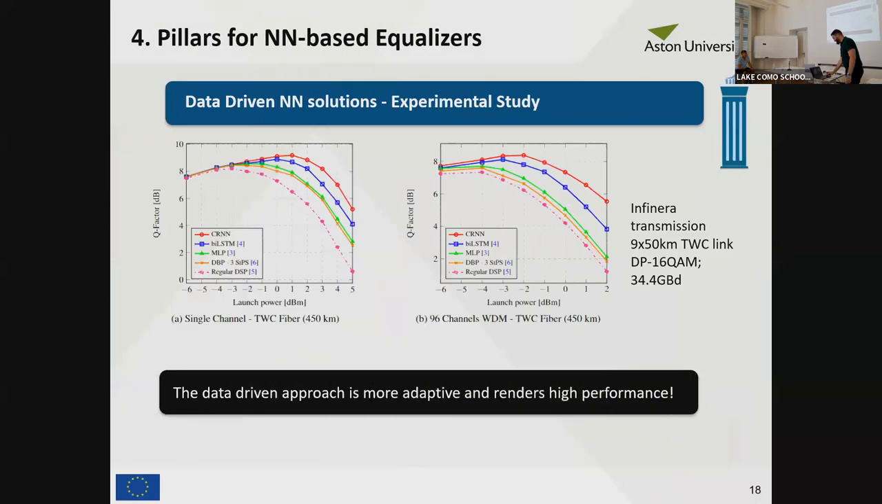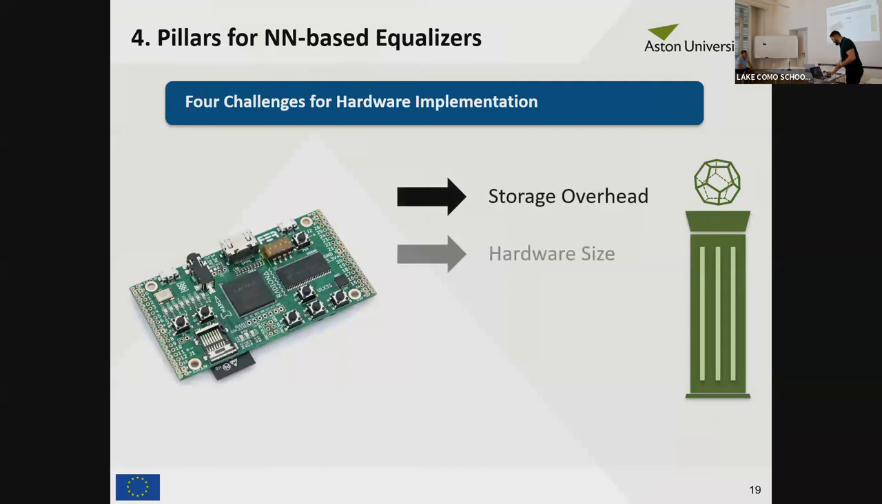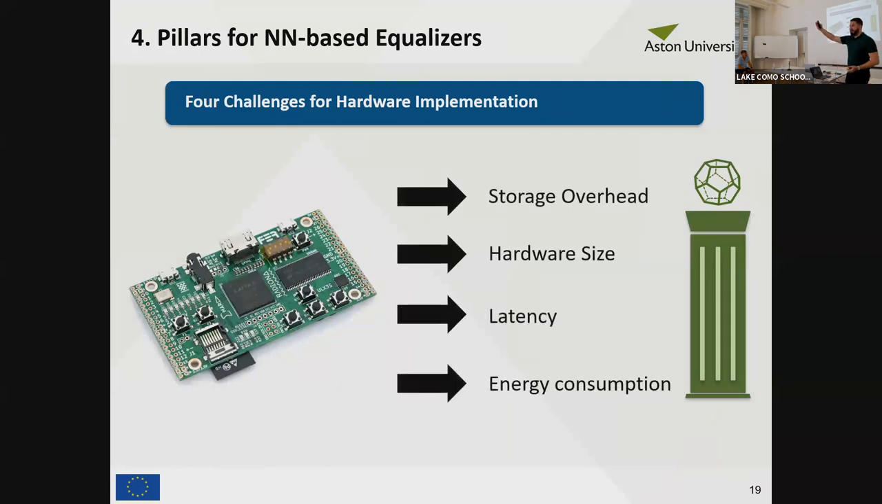Maybe I will move on from the data-driven part, because we also did data-driven. When we think about computational complexity, those are the four challenges that you need to think about. Storage overhead: which memory do I have to store the weights and biases of my solution? Hardware size, which is just proportional to how many operations you have. Latency and energy consumption. And it's really hard to grasp which variable or which metric I can use to more or less account for all those four challenges.